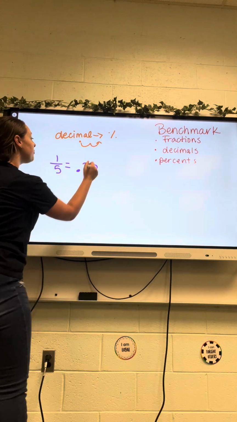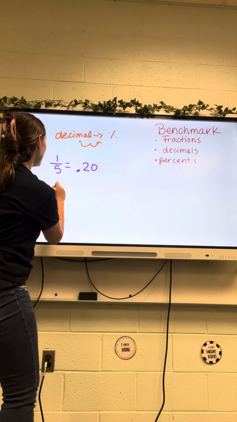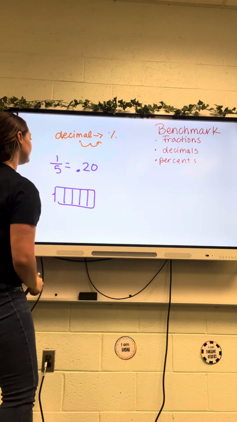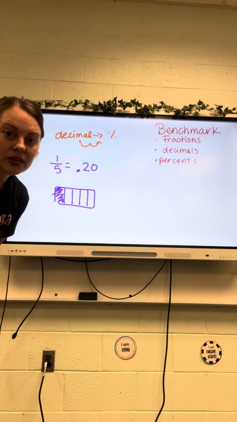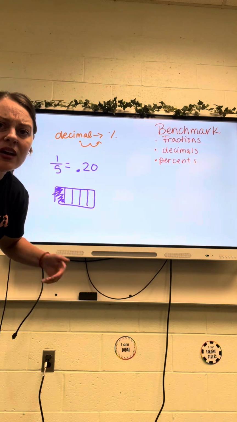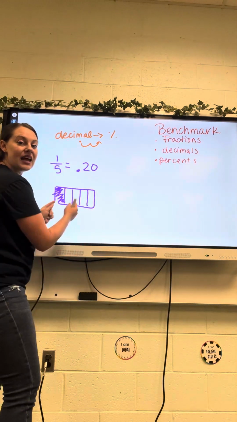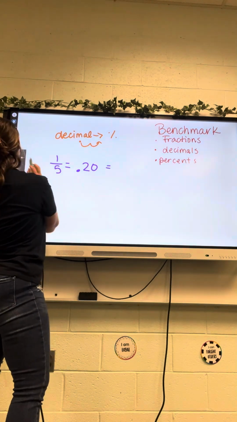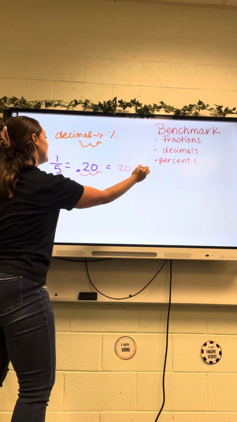Now remember, if this was a fraction, I would have 1, 2, 3, 4, 5 squares, and only one of them is filled. Does that equal a whole number? No. Is that entire thing filled up? No. Therefore, it cannot be a whole number. It can't be 20 because it's less than 1. It has to be 0.20. And then same thing, we move the decimal twice to the right, boom, boom, and we have 20%.